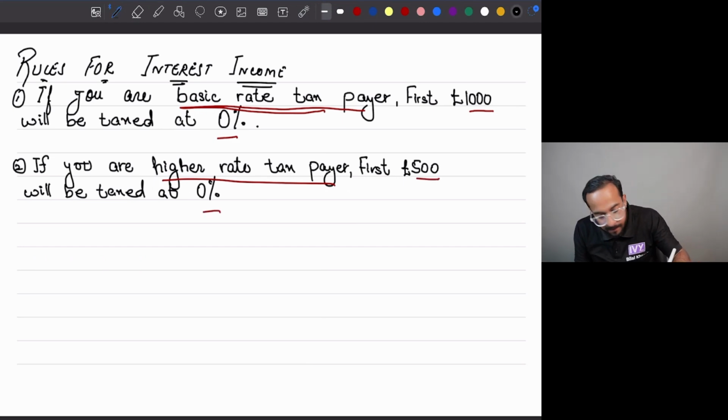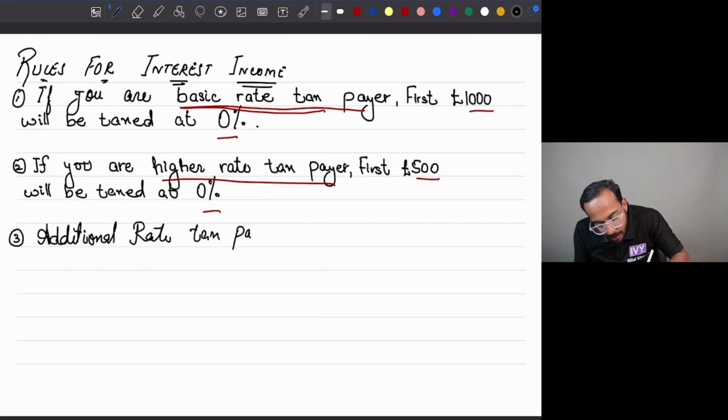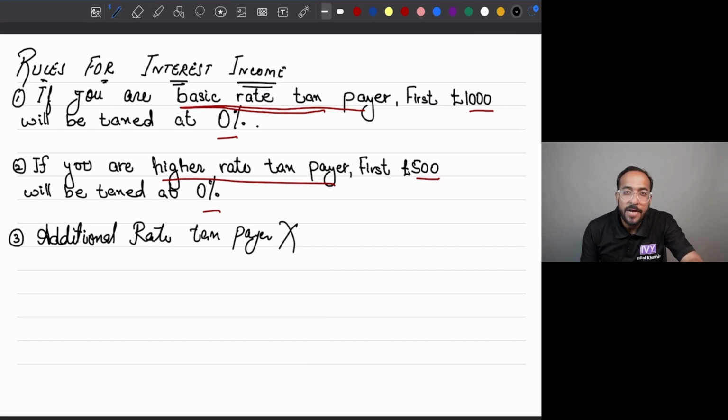What if, sir, I am an additional rate taxpayer? There is no such relief for that kind of person. This relief is only given to basic rate taxpayers and higher rate taxpayers. I believe you are getting my point. There is one other rule for saving income which I'll let you know later on.